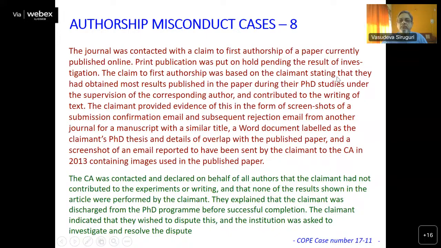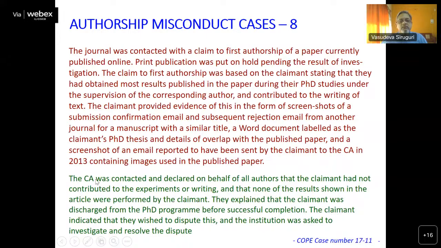It was based on a claimant stating that he or she had obtained most of the results in the paper during the PhD studies under the supervision of the corresponding author and contributed to the writing of the text. And they also provided evidence of this in the form of screenshots, etc., and rejection from another journal for a manuscript with a similar title and all those things.